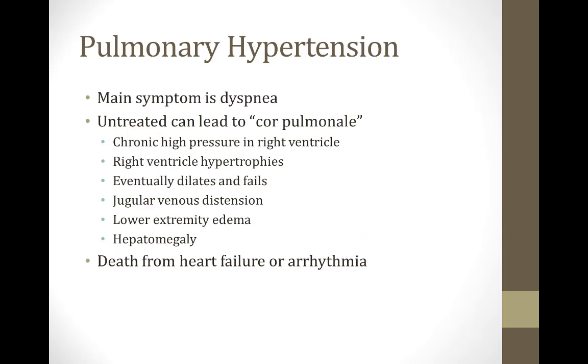The main symptom of pulmonary hypertension is dyspnea, and if it's untreated, it can lead to a clinical syndrome called cor pulmonale. This is when there's chronic high pressure on the right ventricle.